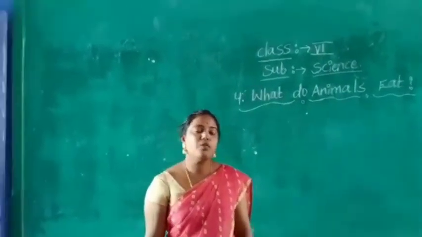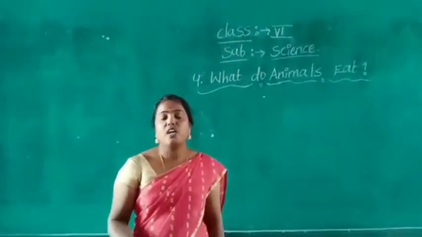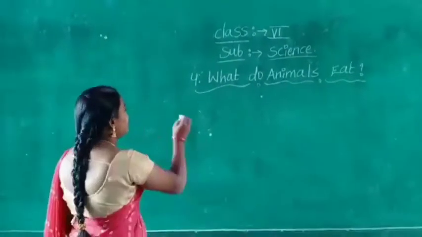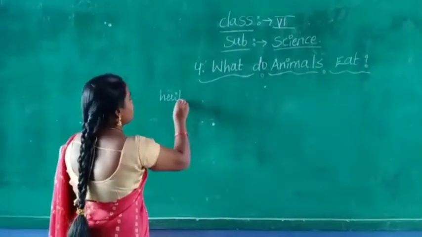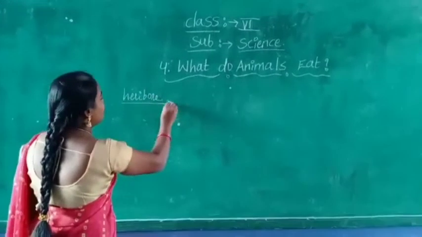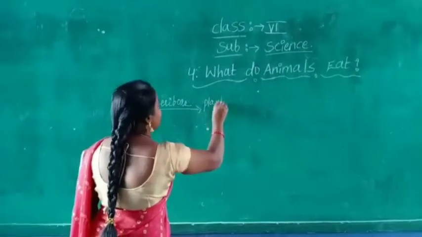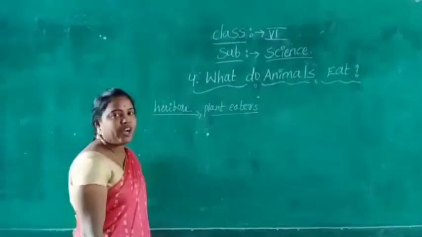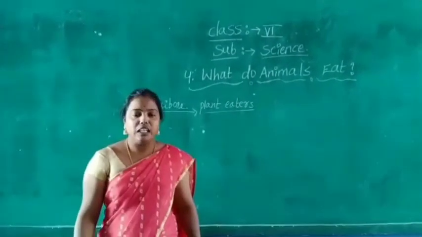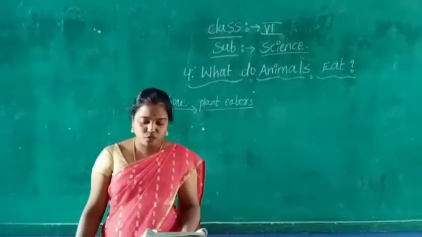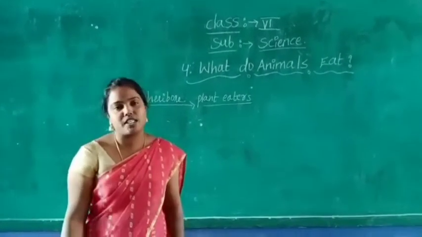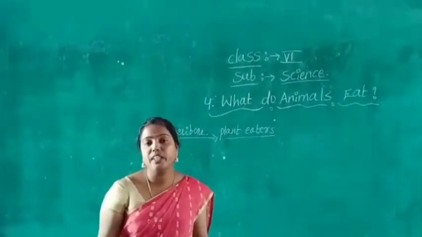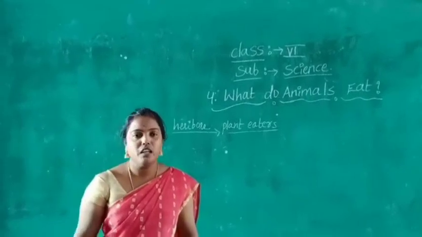Children, observe the elephant. What is the size of the elephant? Very big. The elephant is a herbivore. Herbivore means plant eaters. The elephant eats only leaves, grass, fruits and branches. But the size of the elephant is very big, so according to its size, the elephant takes a lot of food.